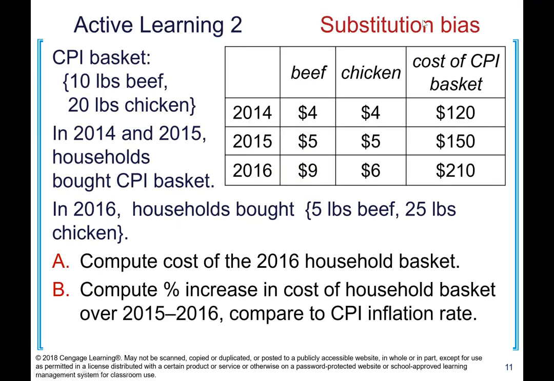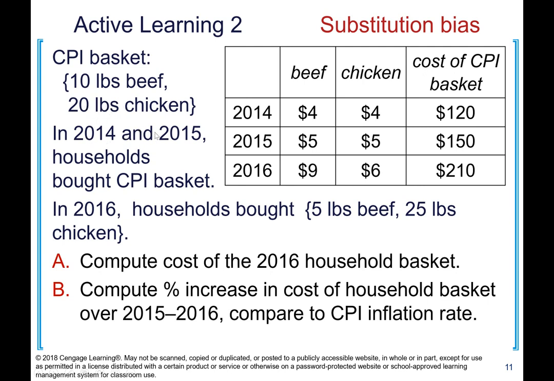Let us show substitution bias. Okay, this is problems with CPI. CPI is not a panacea. It is good, it measures the cost of living, but it has got problems, and we are going to highlight one of them, which is called substitution bias. Let us take the basket. The basket is still 10 pounds of beef and 20 pounds of chicken.